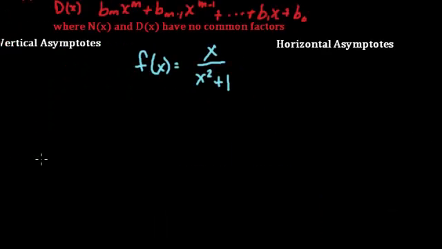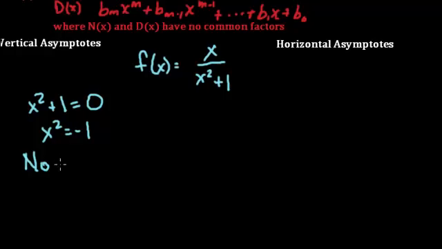Alright, here's our first little function. We're going to find the vertical asymptotes. To find the vertical asymptotes, I set the denominator equal to 0. So, x squared plus 1, where does it equal 0? x squared equals negative 1. I'm not going to get any real answers for this. So I will say no vertical asymptotes.